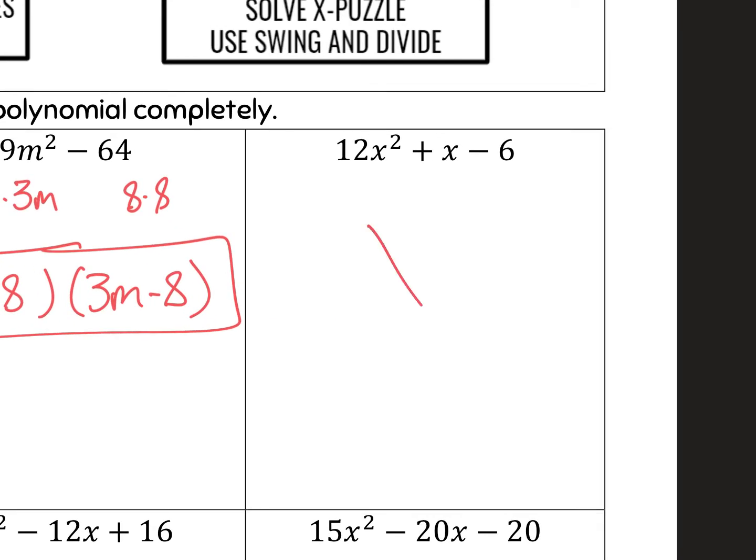So with our X method, remember, to get the top number it's a times c. First of all, here's our a. Our b will be what number? 1. And our c will be negative 6. So to get our top number, it's a times c. 12 times negative 6 is negative 72. And then the bottom number is just your b, which in this case will be 1.